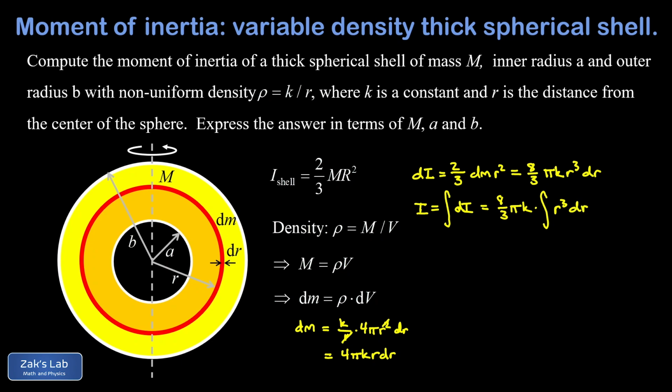Now the limits of integration go from our smallest shell all the way to the biggest one. So that's a lower bound of r equals a and an upper bound of r equals b. Now the integral of r cubed is pretty simple. That's just 1/4 r to the 4th.